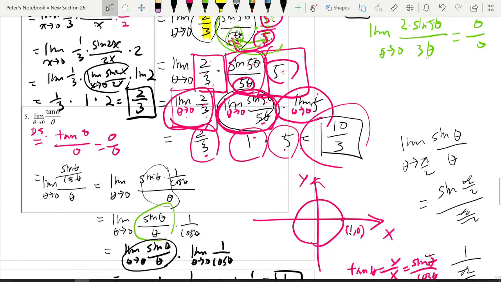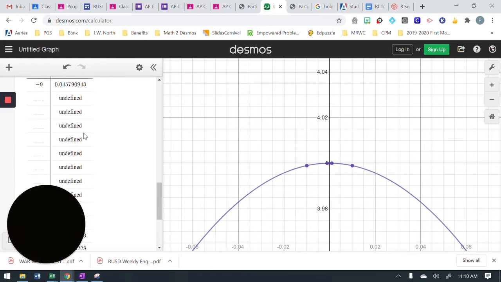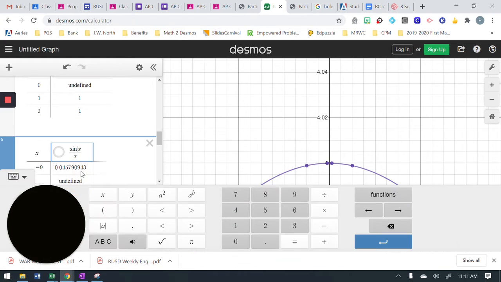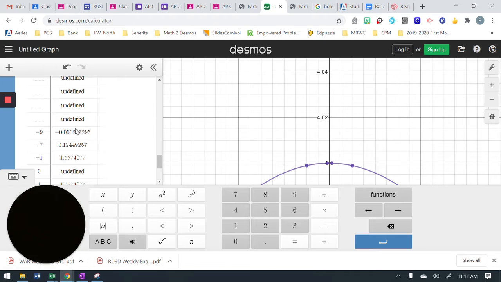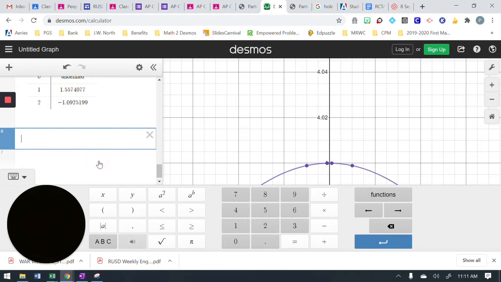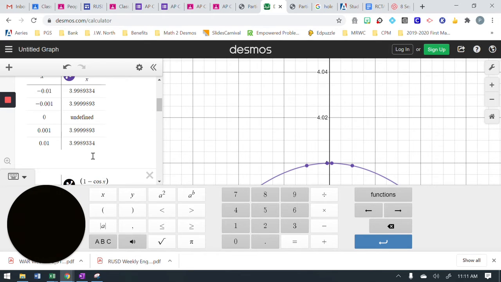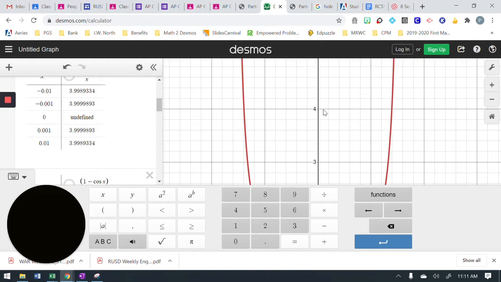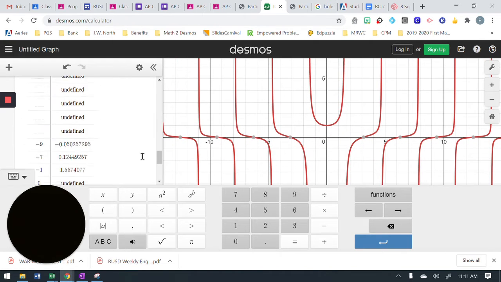Shall we check that out graphically too? Sure, why not? We have plenty of time because this is a recording. Let me just say tangent of x over x. Let me create a new one, just y equals tangent x over x, and let me get rid of all these other graphs. So how is that going to look? Look at this beautiful graph.